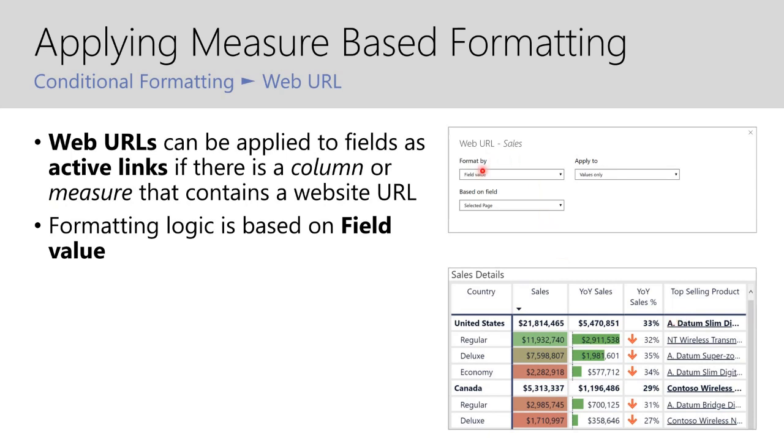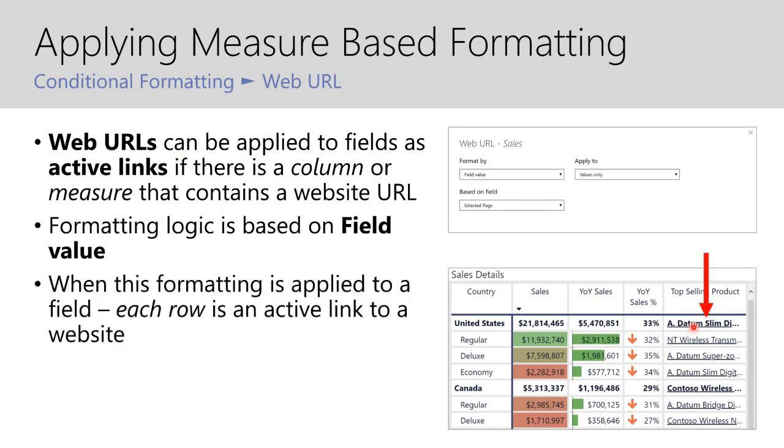That can only be based on field value because you do need to have a DAX measure that tells the model and the visual basically what URL it should navigate to. Ideally, it's a concatenated URL that includes the product number or name that takes you to an appropriate web page for that. See that there? Each row would be an active link to a website.